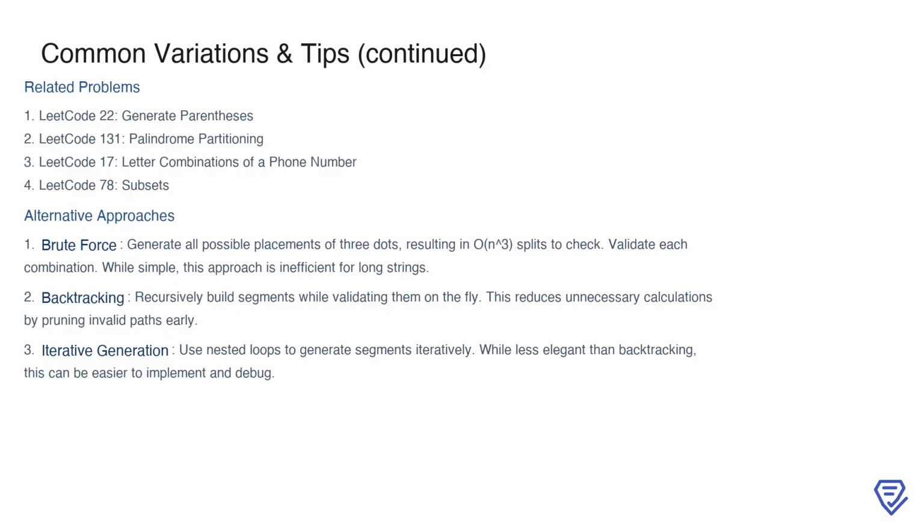Now, in terms of approaches, brute force involves generating all possible placements of 3 dots, which results in n³ splits to check. While straightforward, it's inefficient, especially for longer strings. A more advanced method is backtracking, where you recursively build segments and validate them as you go. By pruning invalid paths early, this approach avoids unnecessary calculations and is highly efficient. Alternatively, iterative generation uses nested loops to create segments. Though less elegant than backtracking, it can be simpler to implement and debug, making it a viable option in certain scenarios.